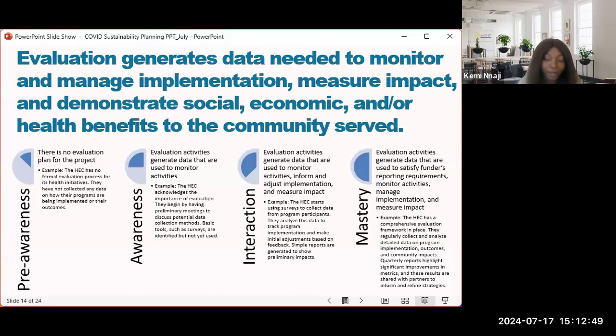So for example, the HEC may collect and analyze data on program implementations, on outcomes, on community impacts, and have quarterly reports that highlight the significant improvements in metrics, which are shared with partners to inform and refine their strategies.